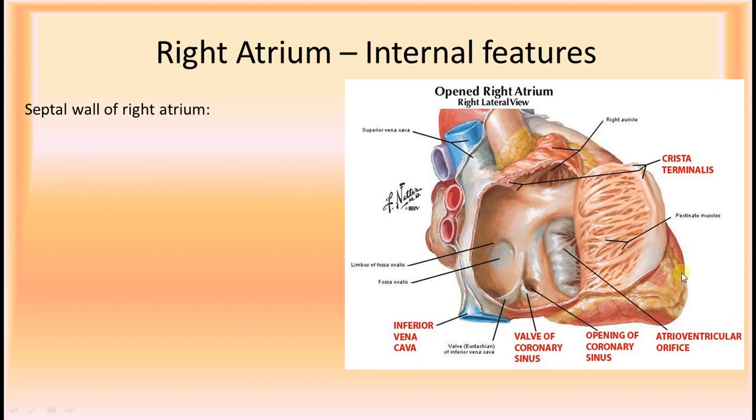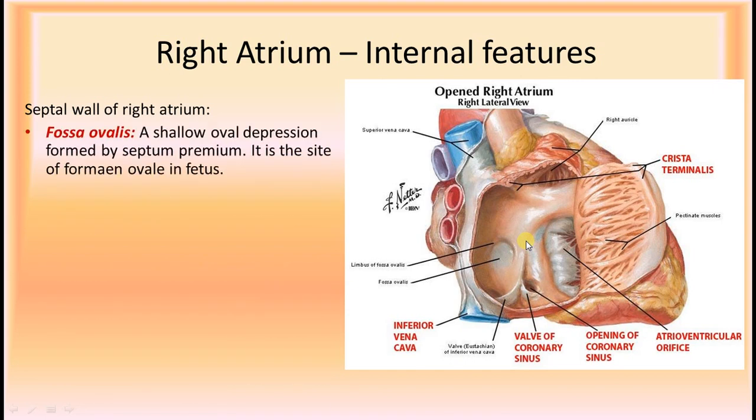Next we will discuss some features of the interatrial septum. Interatrial septum is a partition which is separating the right atrium from the left atrium. So it is a single septum but which has two sides. Now we are viewing the right surface of the interatrial septum. Mainly you see a shallow oval depression which is called the fossa ovalis.